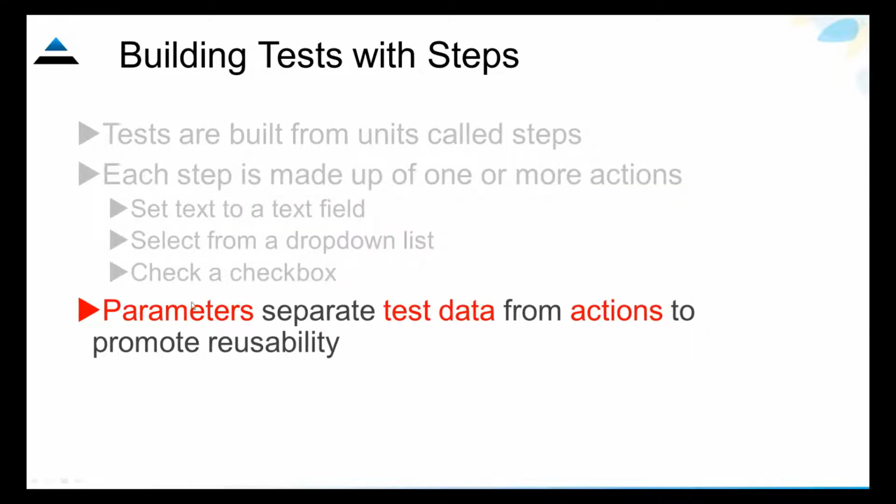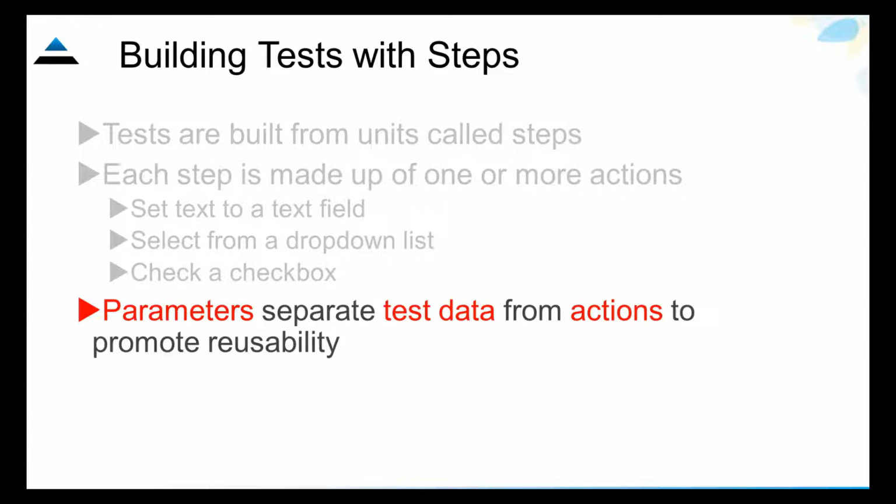Now you'll see that I'm going to use parameters to separate test data from actions, because I want to promote reusability. That's a very, very important concept, because these steps are meant to be used over and over again. Once I create a step, I don't have to create it again, but I might be using it in 10 tests, 100 tests, or even 1,000 tests.